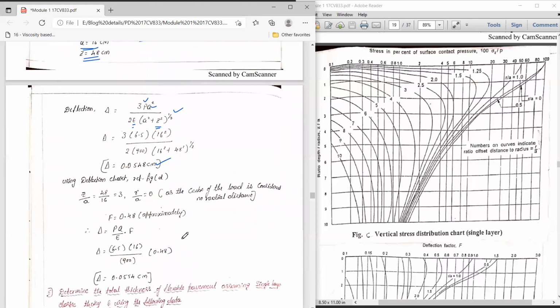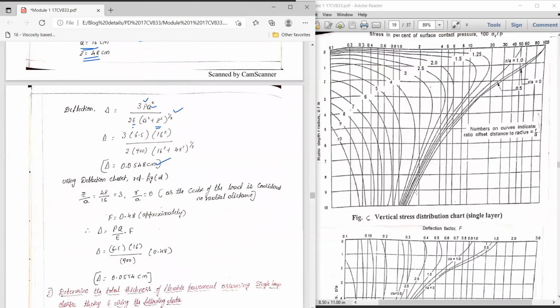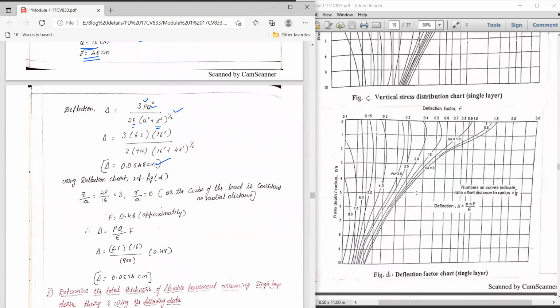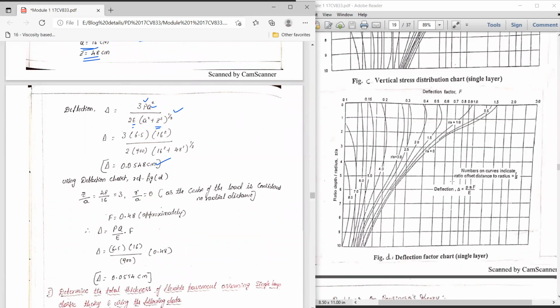Again, the same problem can be solved by using the vertical deflection chart. So this is your deflection factor chart. In this chart, how do we work it out? First you need to calculate the z by a value. The z value is 48 and the a value is 16, as given in the problem. So z by a is 3, and again we are finding the deflection exactly at the center. There is no radial distance, therefore you can consider r by a equal to 0. Now you have to locate these two points in this chart in order to get the deflection value.